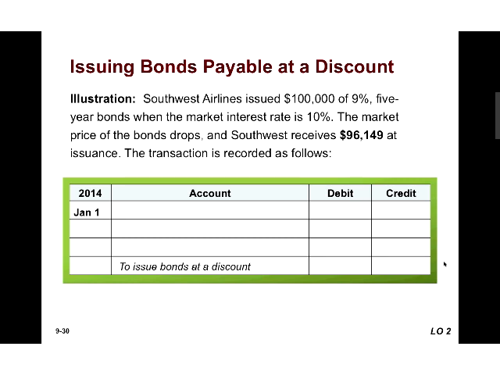So they did the math for us. They could have easily said the market price is 96.375 or something like that. They didn't. They just said, here's the market price. So we're given the market price. So what we're going to do when Southwest issues this bond is, first of all, how much cash does Southwest get? Southwest gets the market price, $96,149.